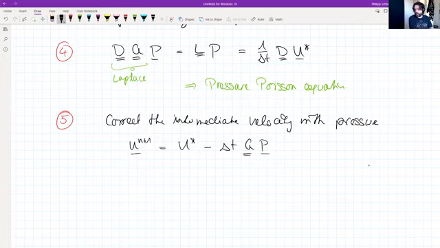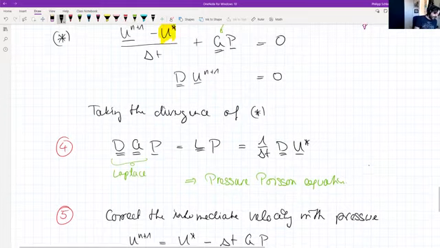As Ardeshir was explaining, you project the intermediate velocity into the closest divergence-free velocity. There's various names for that, but the basic idea is you make sure that the intermediate velocity becomes divergence-free based on that. And then this u^(n+1) is then my new velocity, which is now divergence-free, because I used a specific pressure that made this divergence-free.